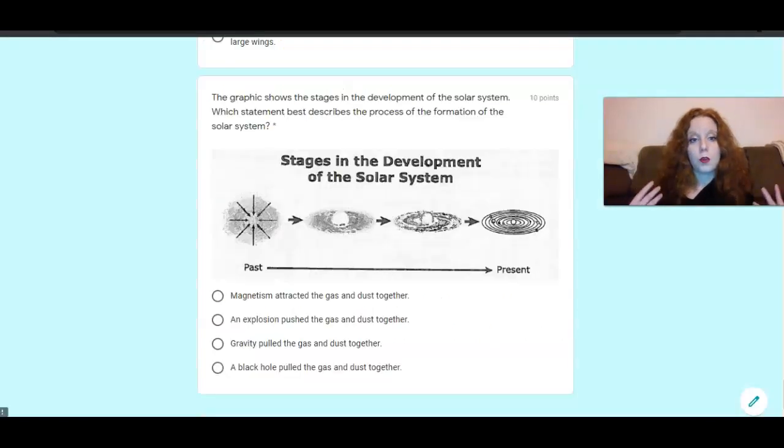It says, the graphic shows the stages in the development of the solar system. Which statement best describes the process of the formation of the solar system? Now, the reason I'm going to tie it to our first standard with the Big Bang is because of the second answer choice, but let's start at the beginning. Magnetism attracted the gas and dust together. How many magnetic gases can you think of?